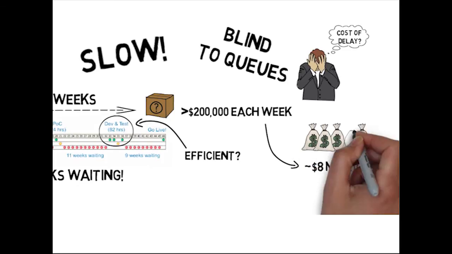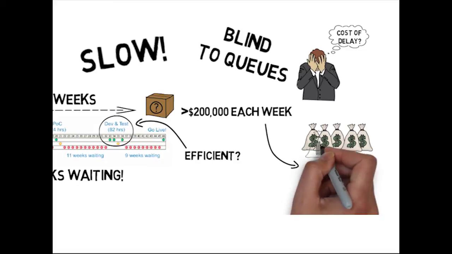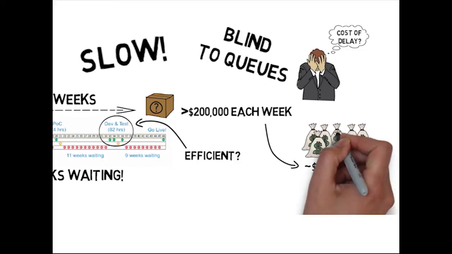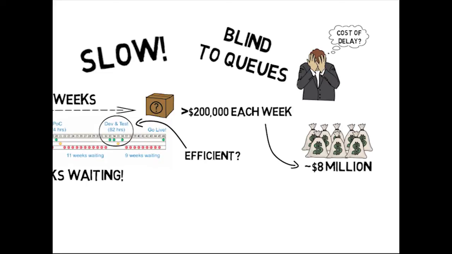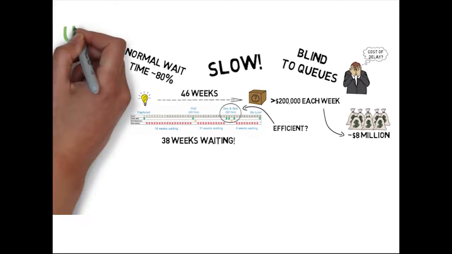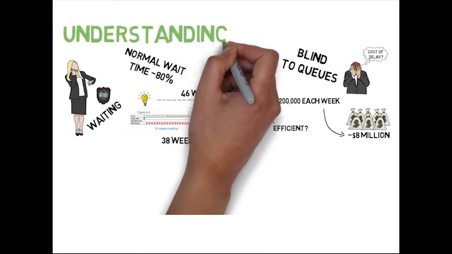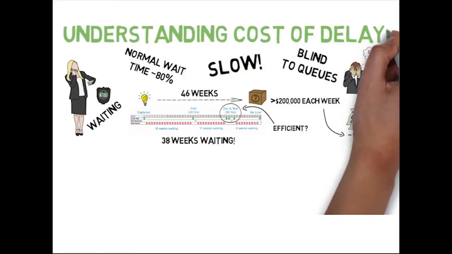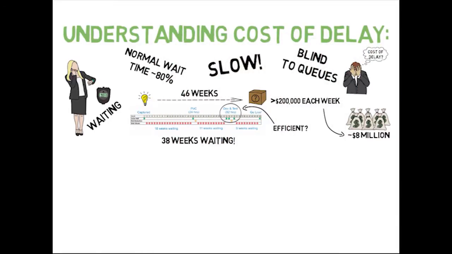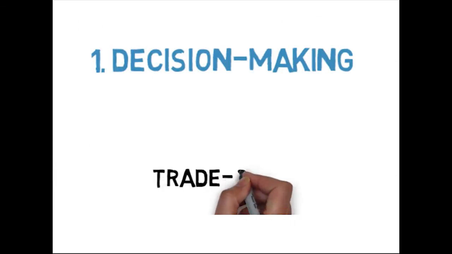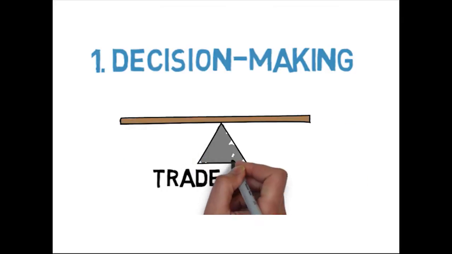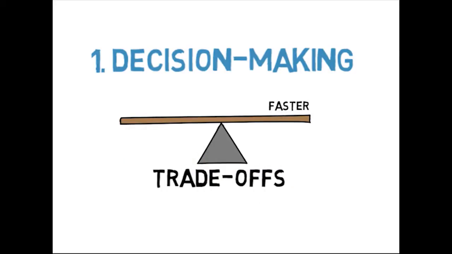If we are to make better decisions, we need to understand how the value of the things we are working on is leaking away over time. Knowing the cost of delay means we can put a price tag on all these queues and waiting. So, understanding the cost of delay helps us in three ways. Firstly, it helps us make better decisions by making the economic trade-offs visible. The value of speed over efficiency is easy to understand.